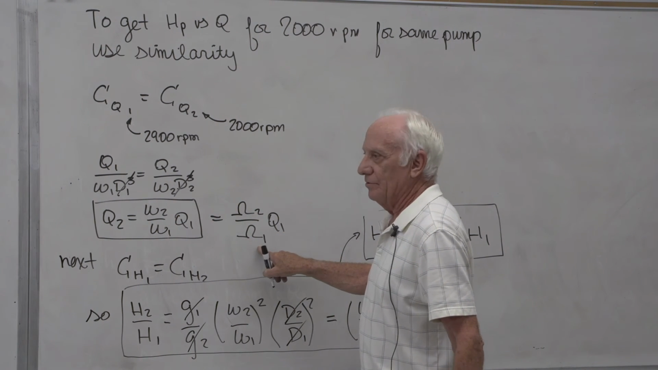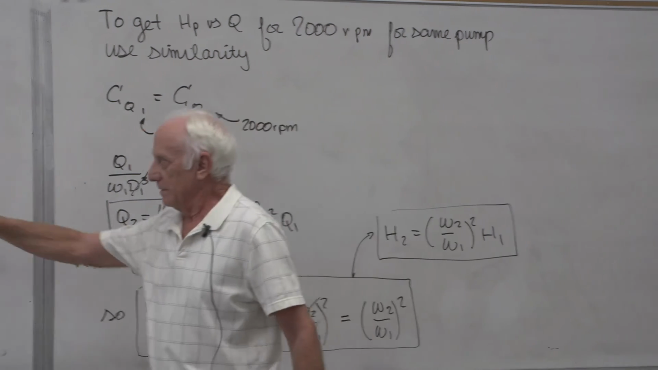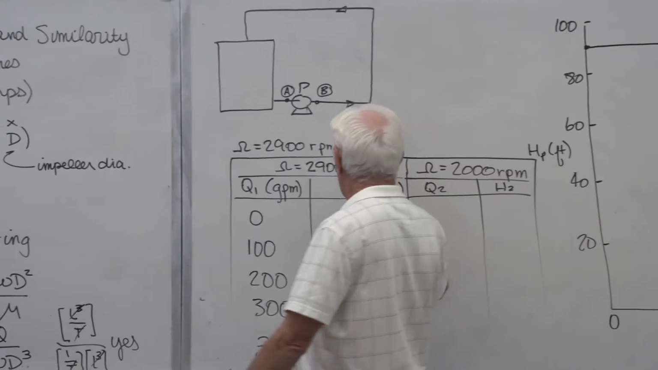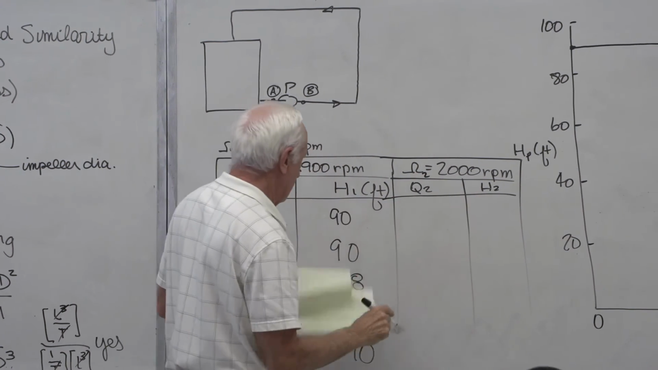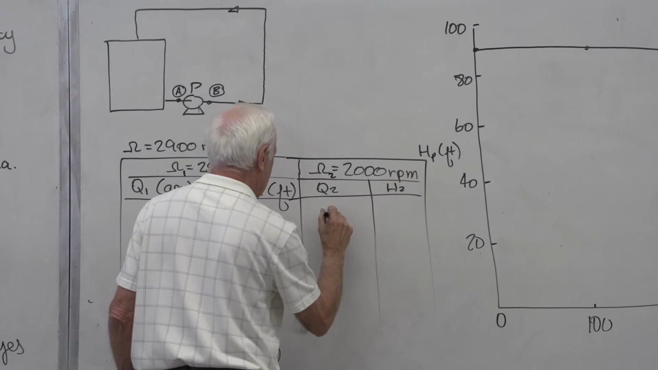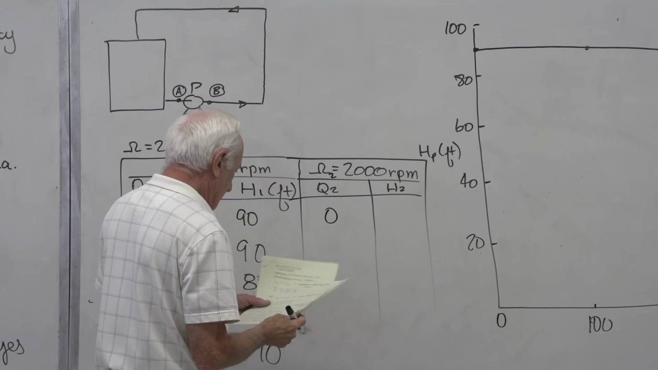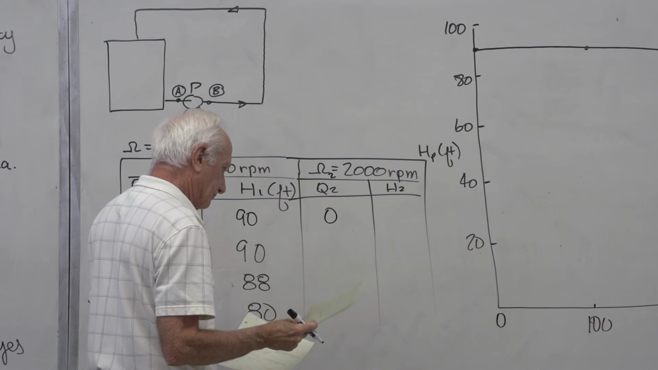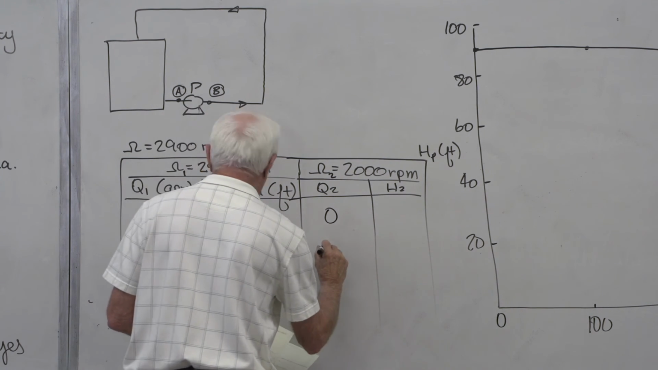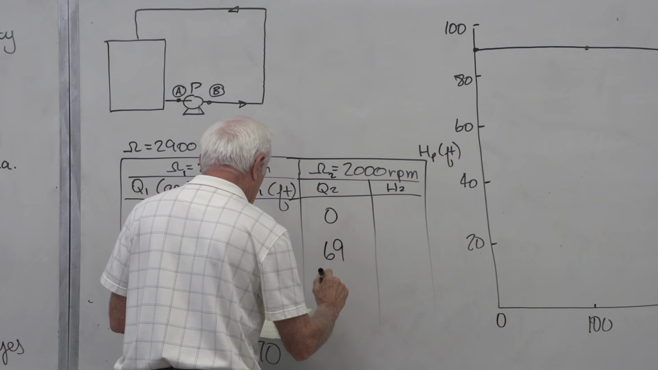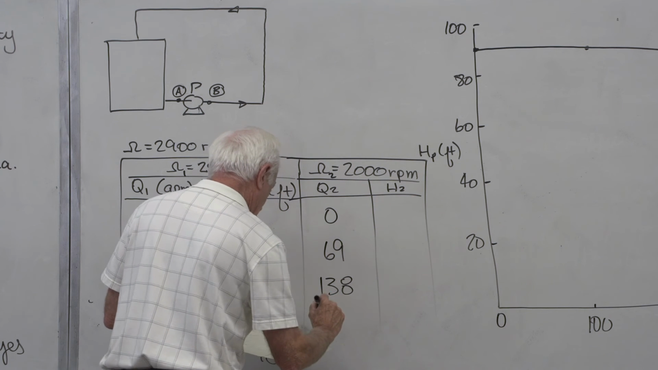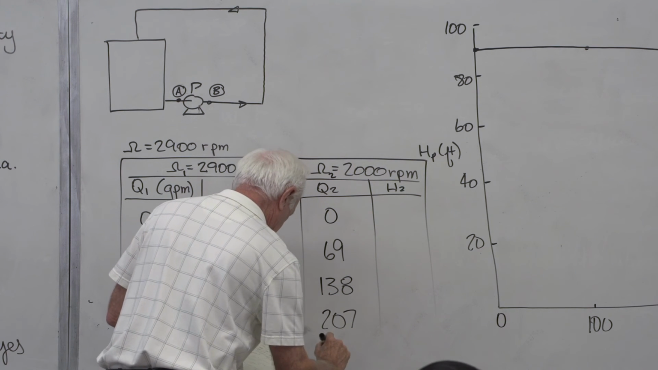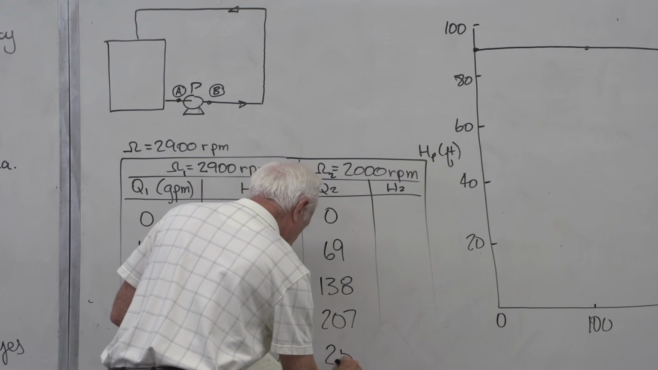Okay. Omega 2, 2000. Omega 1, this is omega 1. It's omega 2. Okay. Plug it in there. Well, if Q is 0, I get Q 0. Plug the other ones in there. I get 69. I get 138. I get 207. And I get 252.